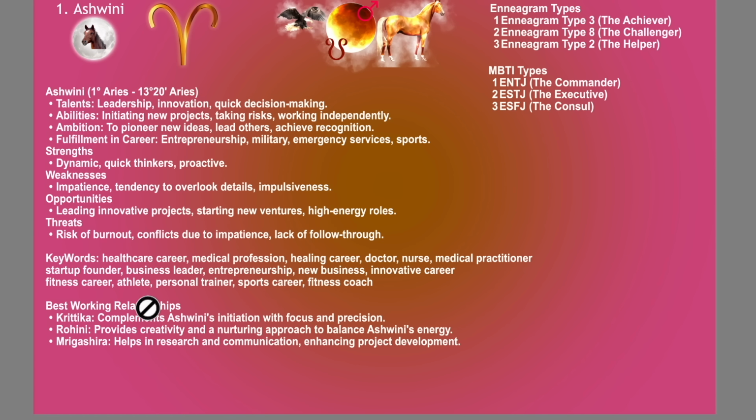Best working relationships it has with other nakshatras, for example, this one has with Krittika, Rohini, and Mrigashira. And then we are going to bring in the Enneagram model types, 3 of them, which closely match with Ashwini kind of themes which we have discussed here. And later on, we'll also bring in the MBTI, again 3 types, which closely match with Ashwini.